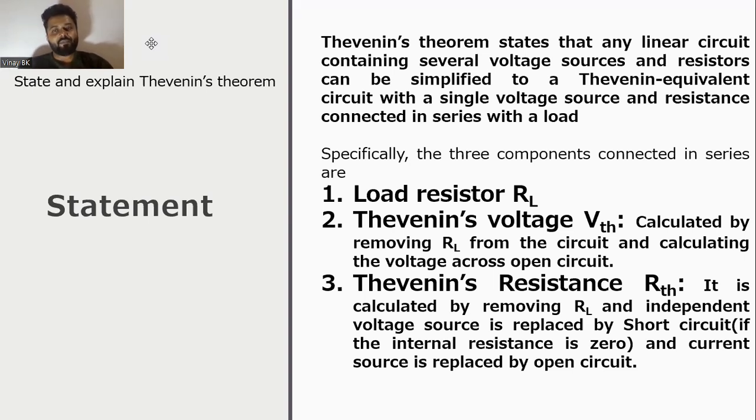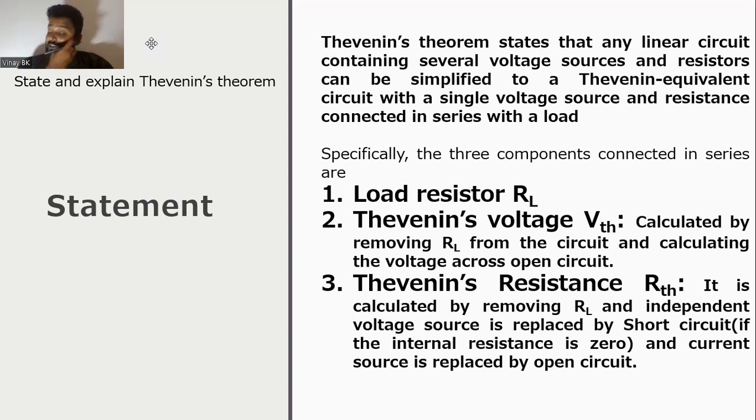So what it says: if there is any linear circuit containing several voltage sources and resistors, that can be simplified to a Thevenin equivalent circuit. So that Thevenin equivalent circuit consists of one voltage source called Thevenin voltage, in series with an equivalent resistance called Thevenin equivalent resistance. So these three components are very important in the Thevenin theorem.